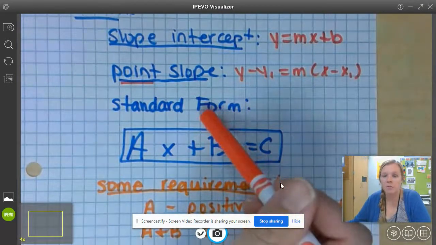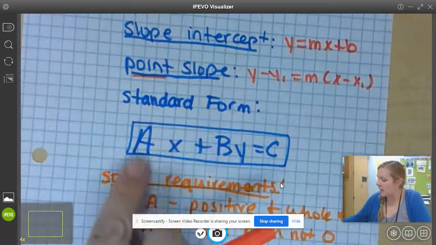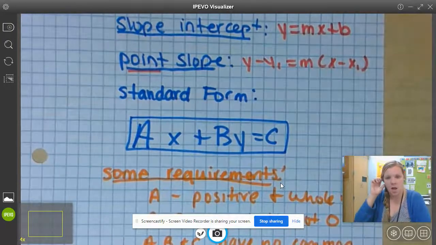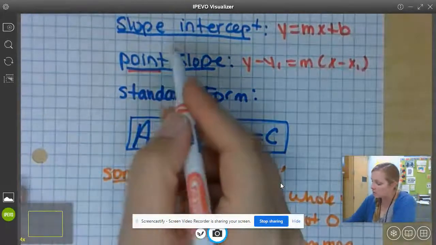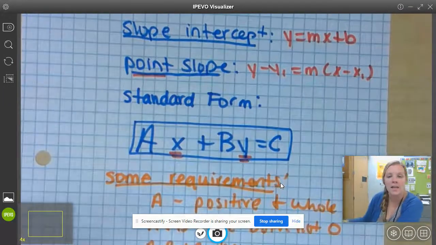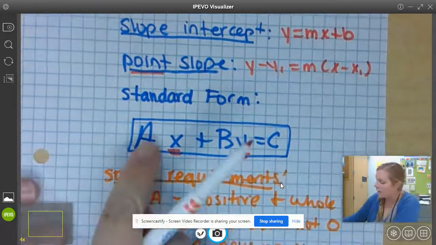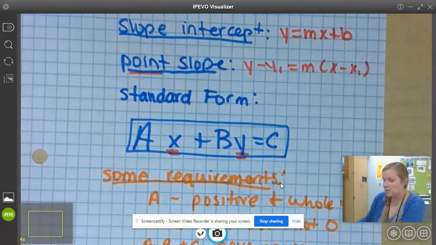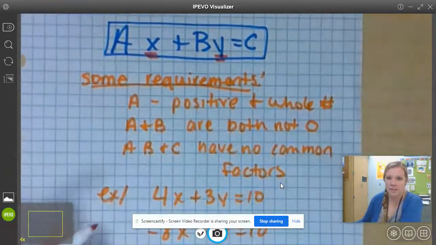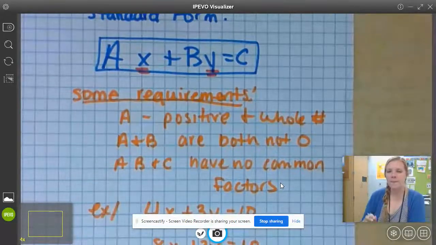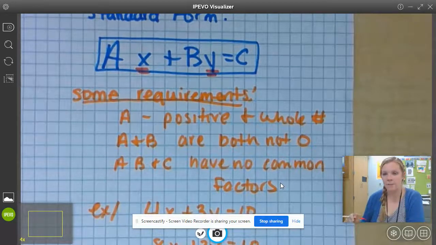And so standard form of a line is the most formal, and it is ax plus by equals c. That's standard form of a line. Just like slope-intercept and point-slope, you can still see we have that x and y in there. Those are always going to be there, and a, b, and c are numbers. If I'm going too quickly, pause the video to catch up. But there are some requirements for a, b, and c. There are some things that have to be true.